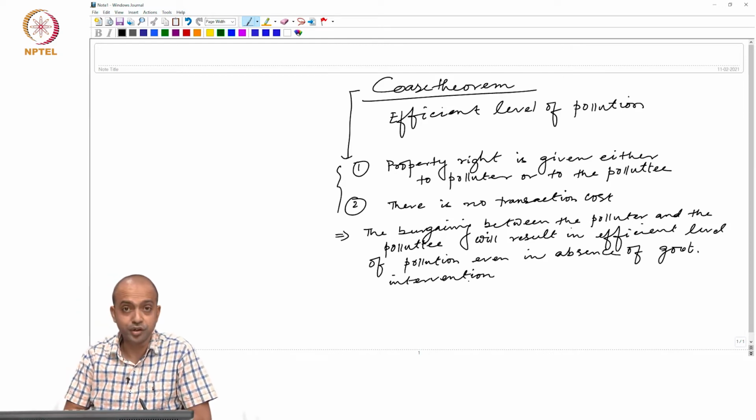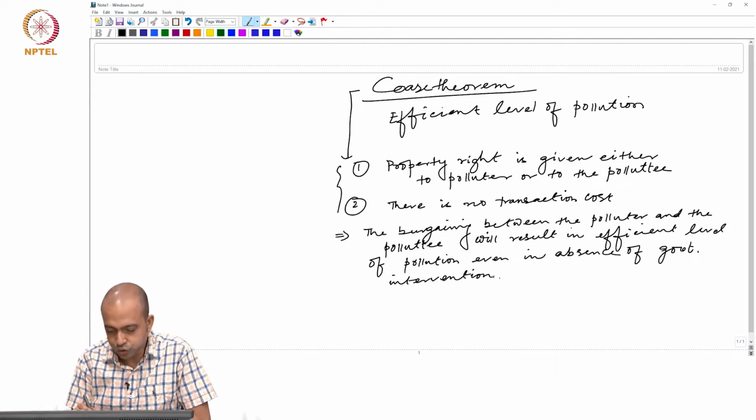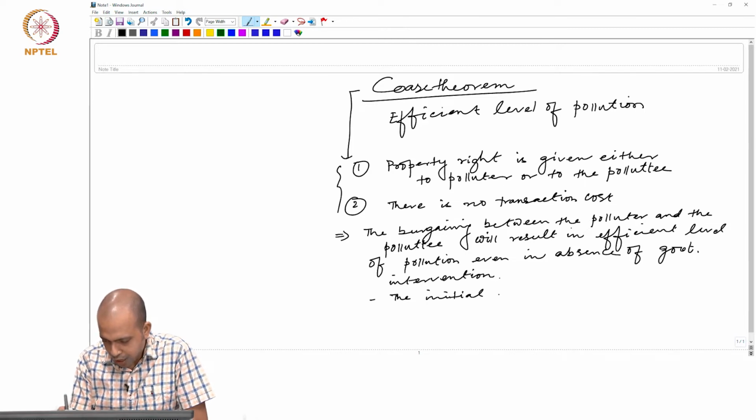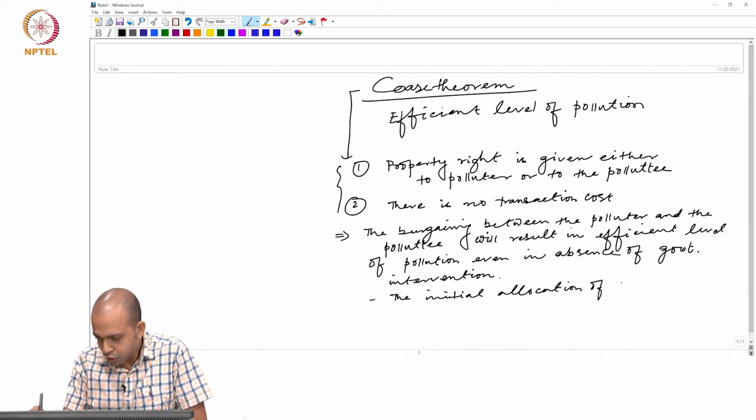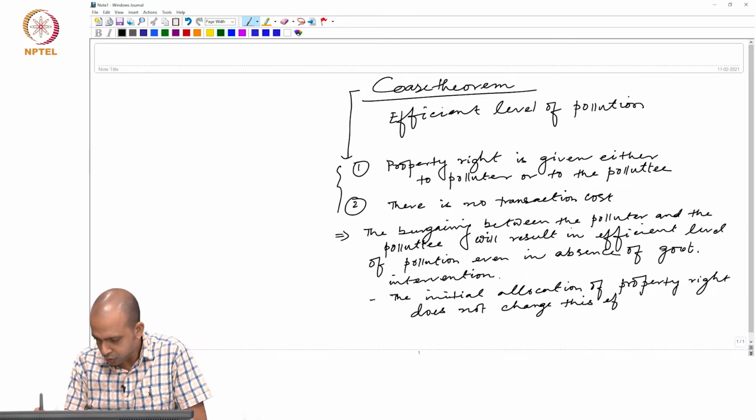Even in absence of government intervention. Okay? Government intervention. And he also said the initial allocation of property right does not change this efficient solution.